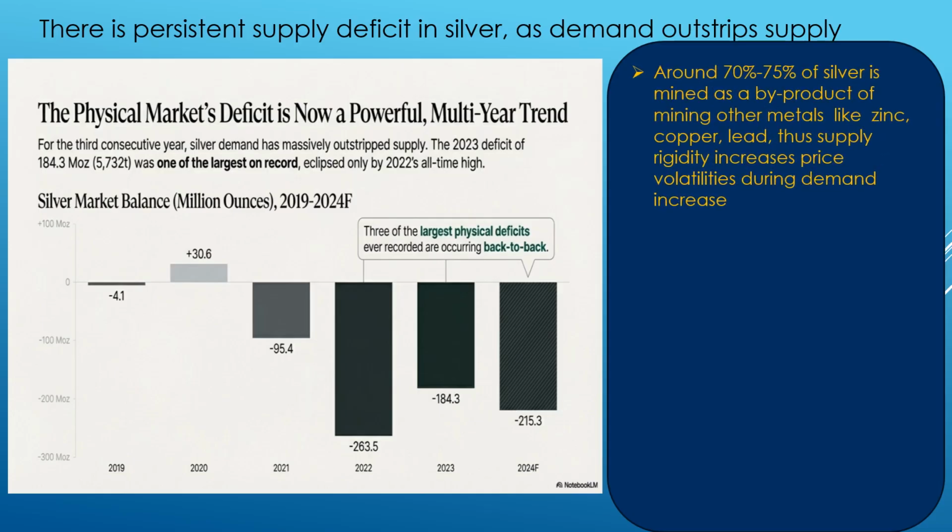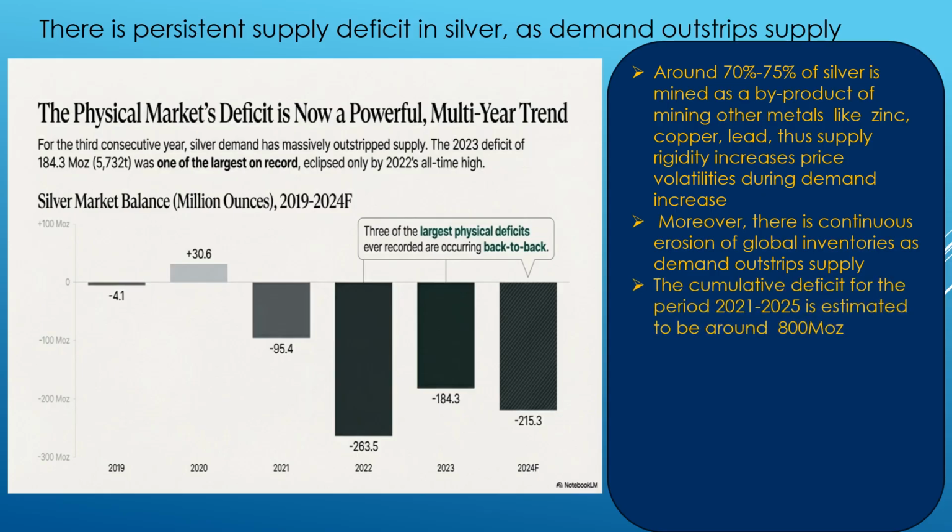Around 70 to 75% of silver is mined as a byproduct of mining other metals like zinc, copper, lead. Thus, supply rigidity increases price volatilities during the demand increase. Moreover, there is a continuous erosion of global inventories as demand outstrips supply.